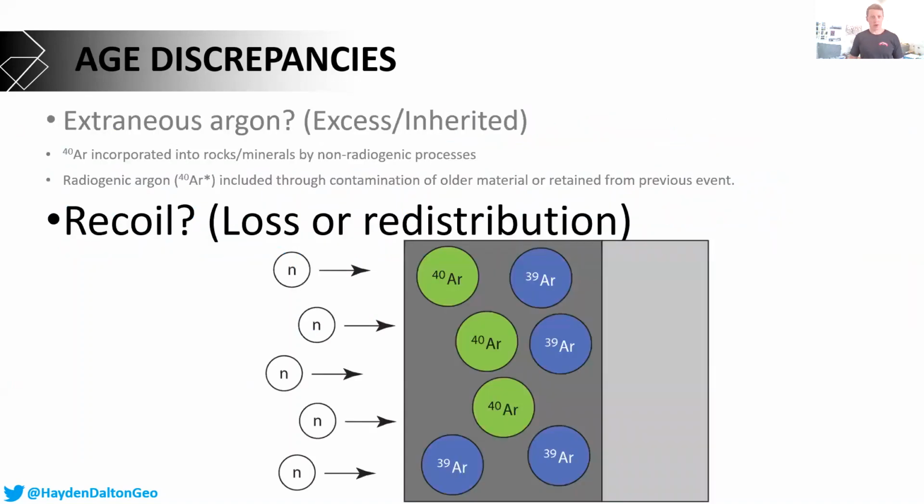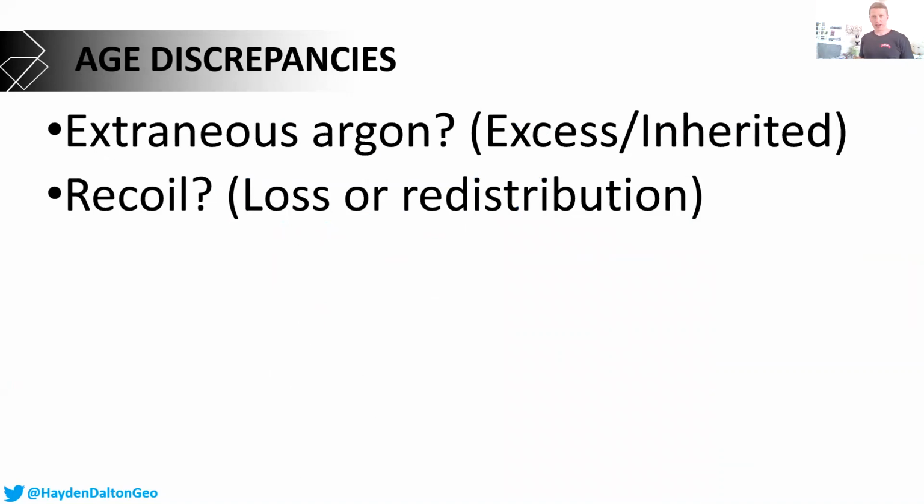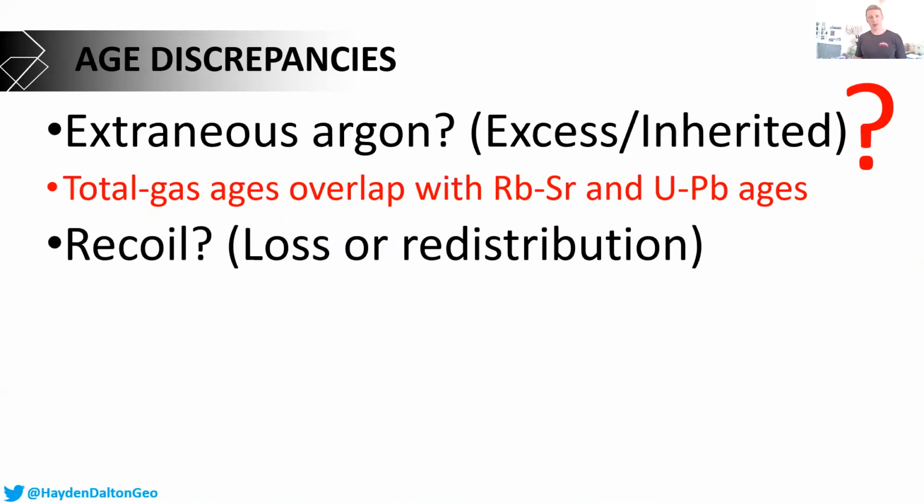Or could it be due to recoil, either recoil loss of argon or recoil redistribution? Recoil occurs when the samples are irradiated, when neutrons are fired at our sample, and argon atoms are redistributed or lost from the grains. So if it was extraneous argon, we probably wouldn't expect to see the total gas ages overlap with the rubidium strontium and uranium lead ages. So we can potentially exclude that as being the key factor here.